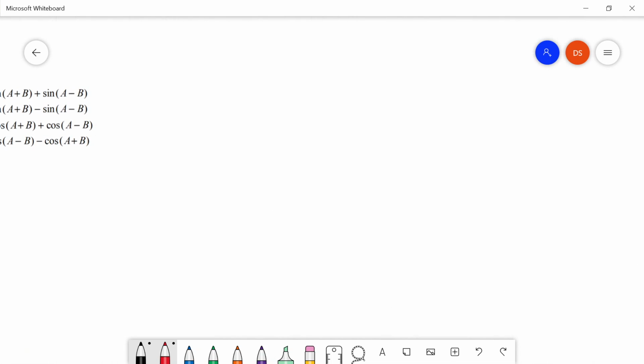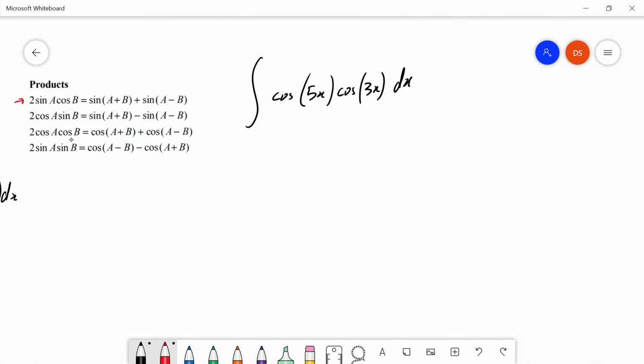So here's another example. If I just had cosine of 5x cosine of 3x dx, and let's have a look at our rule again. If we've got cosine cosine, it will go to cosine plus cosine. So that's something great, but we needed a 2. But since we don't have a 2, we can introduce a 2 by saying we multiply by 2 and divide by 2. And so now we have to have a factor of half at the front.